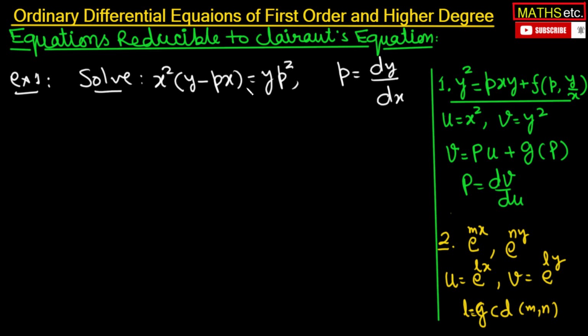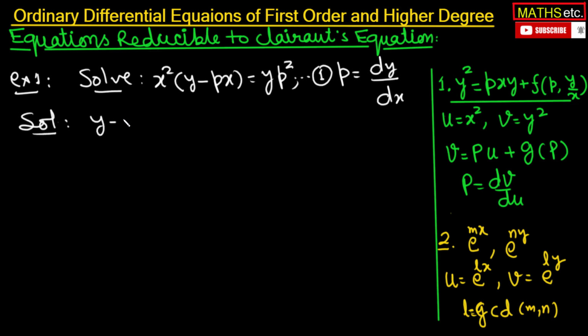We can use the transformation u equals x square and v equals y square to solve this problem. And this is possible because we can convert this equation into the given form, y square equals p x y plus a function of p and y by x variables. Let us name the given equation as equation number one. Now we are rewriting it.